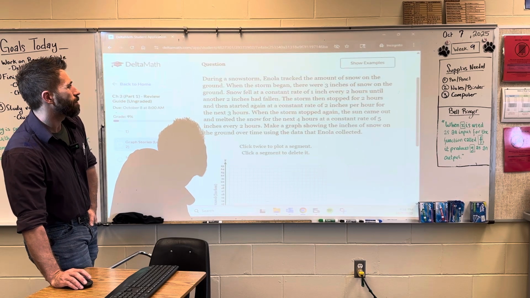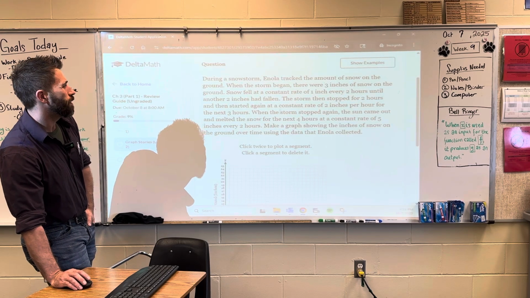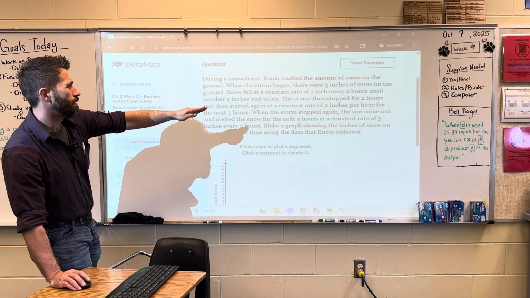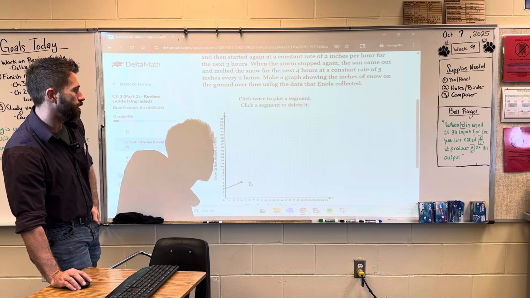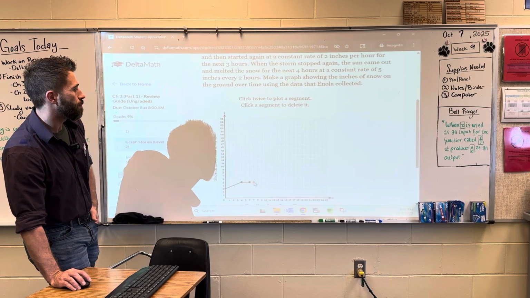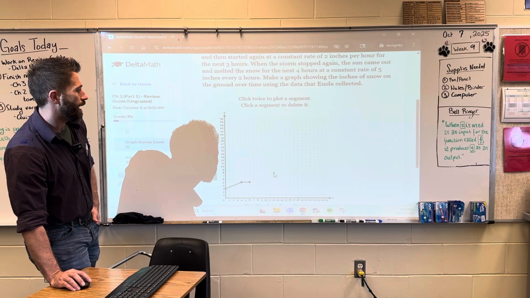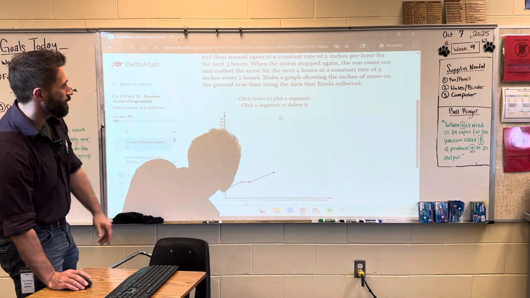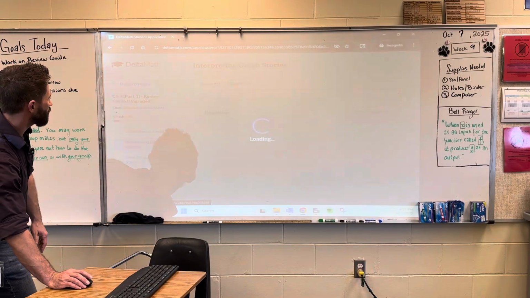The storm then stopped for 2 hours and started again at a constant rate of 1 inch every 2 hours for the next 3 hours. So we stopped for 2 hours, which means I'm going to go 1, 2, boom. I have a flat line right there, and then it goes up another 1 inch every 2 hours for 3 hours. So I connect those. You see how it's creeping its way up. That's time right there, so we're going to jump off to the next one.